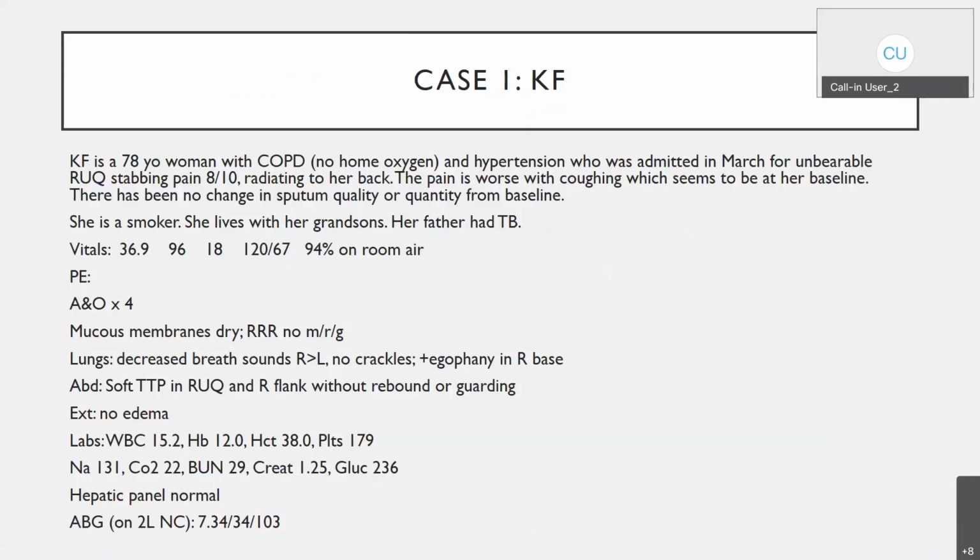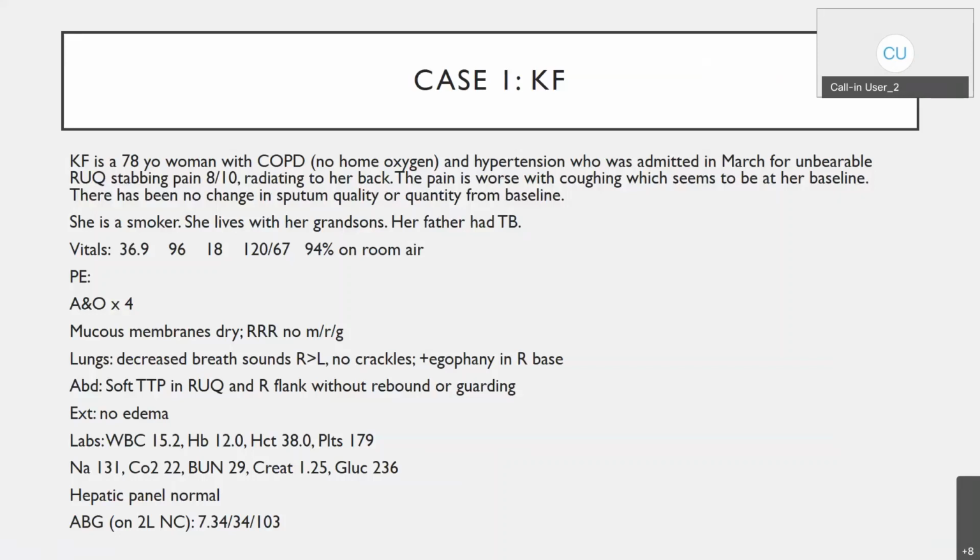Okay. So we're going to start out with a case. This is KS. She's a 78-year-old woman with COPD, not on home oxygen, and hypertension, who was admitted in March for unbearable right upper quadrant pain, 8 out of 10, radiating to the back. The pain is worse with coughing, and it seems to be that her cough is at her baseline. She's had no change in sputum quality or quantity from baseline. She's a smoker and lives with her grandsons. Her father had TB.